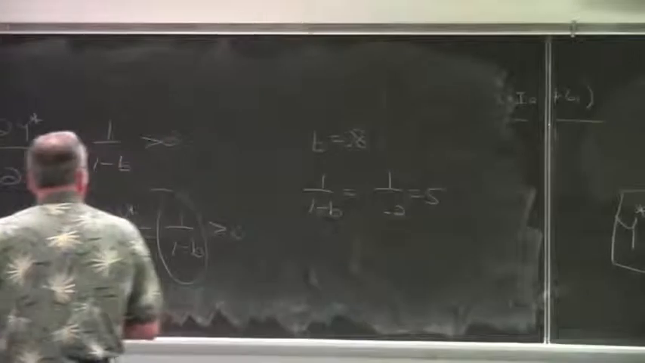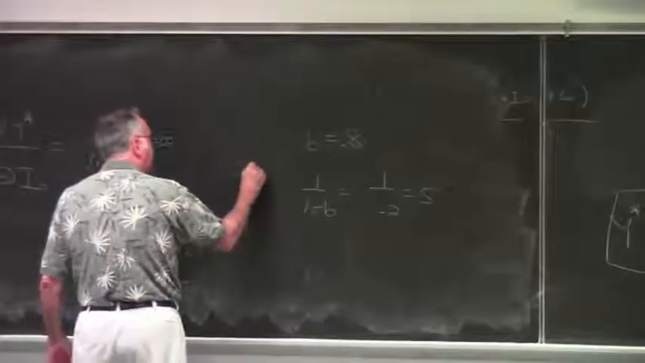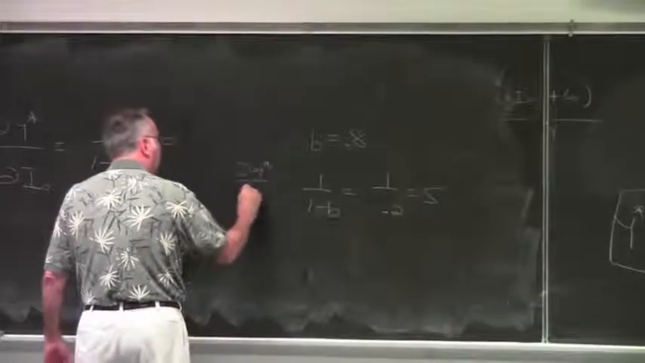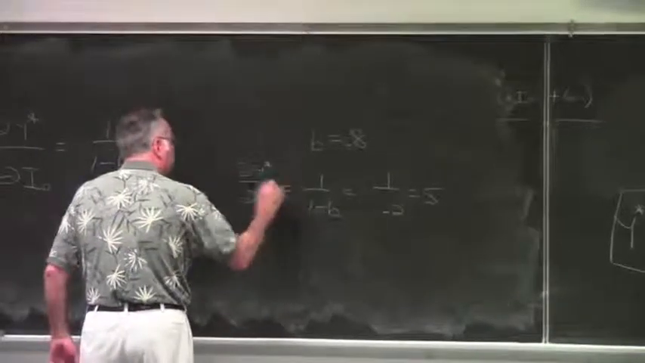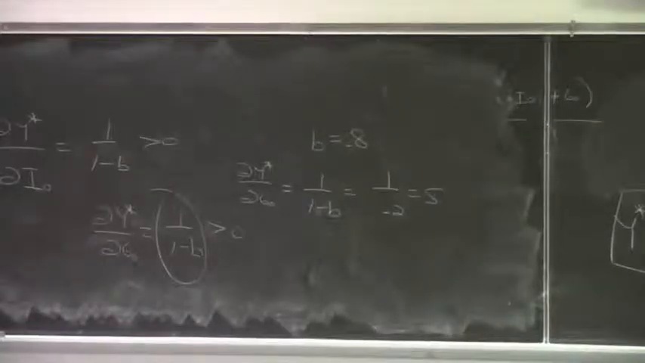It's just, in this model, also partial y star, partial g. Multiplier, partial y star, partial g is equal to 5 here.